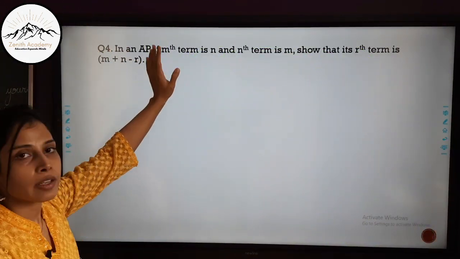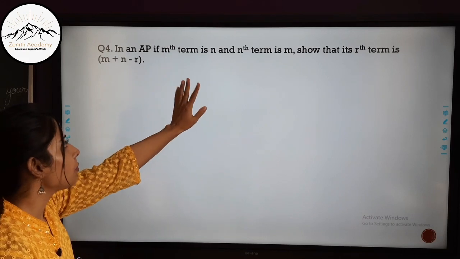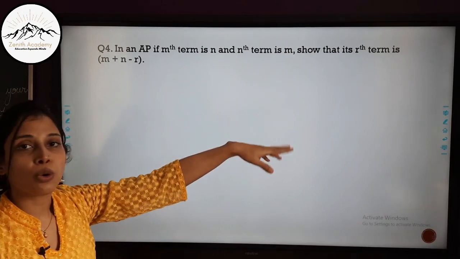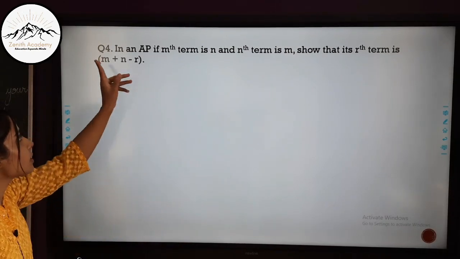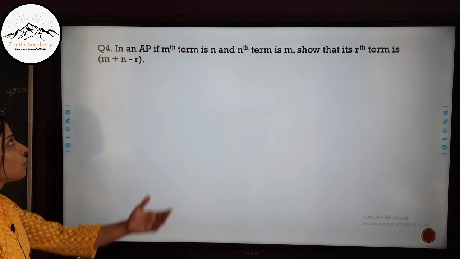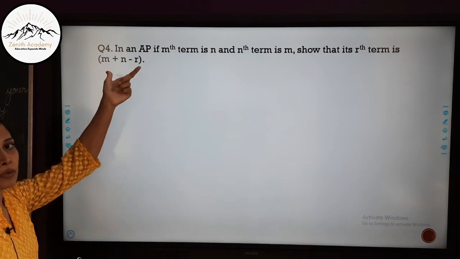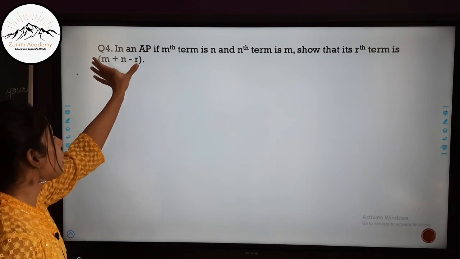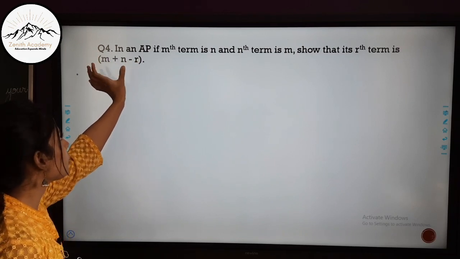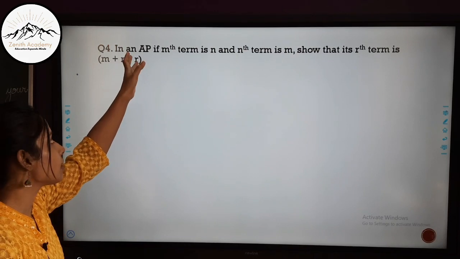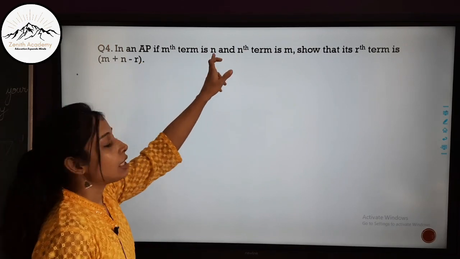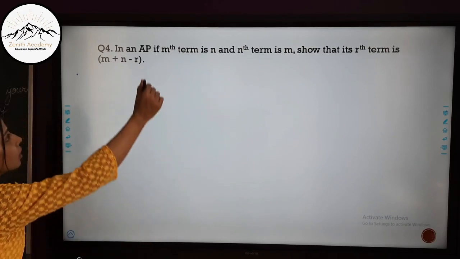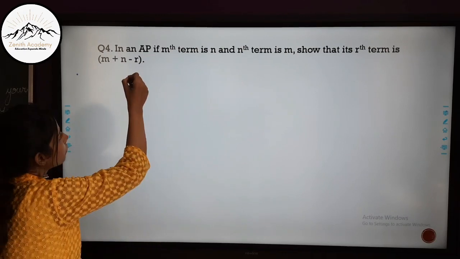In an AP, if the mth term is n and the nth term is m, we need to show that its rth term is m plus n minus r. Whenever we are given these types of questions where we need to prove in terms of m, n, r, etc., we need to convert these terms in the form of a and d. Now let's see how we can do it.